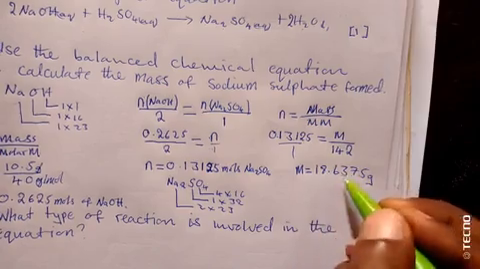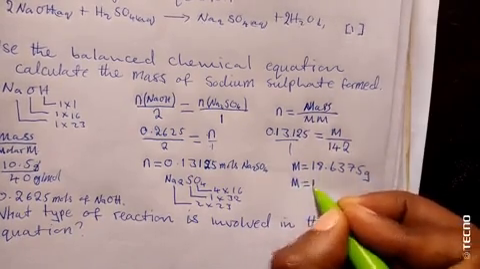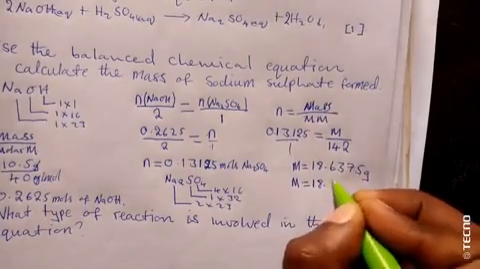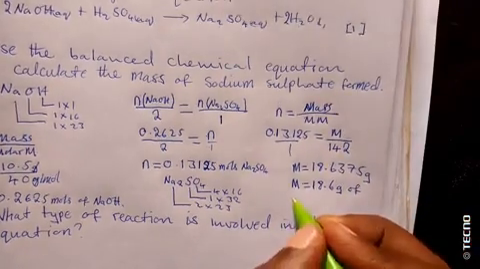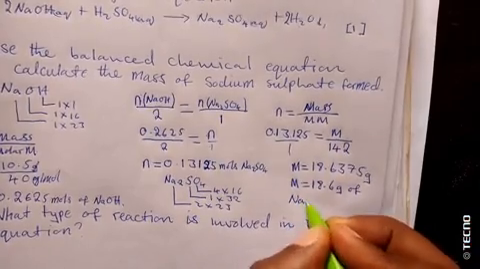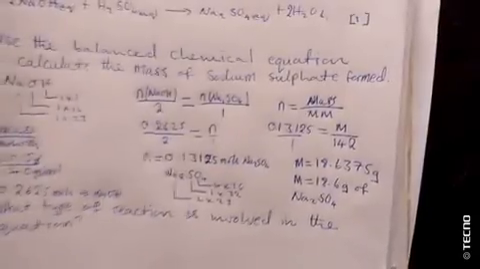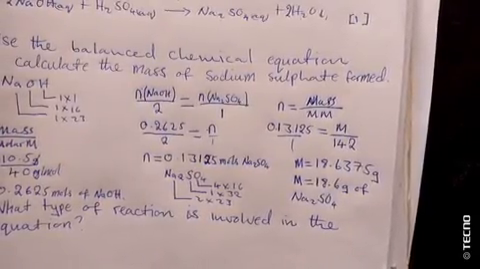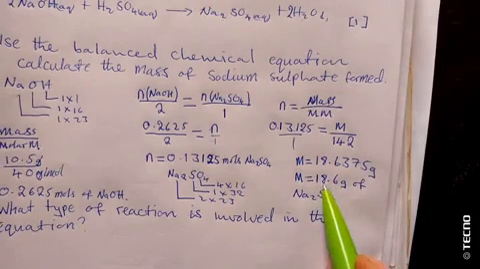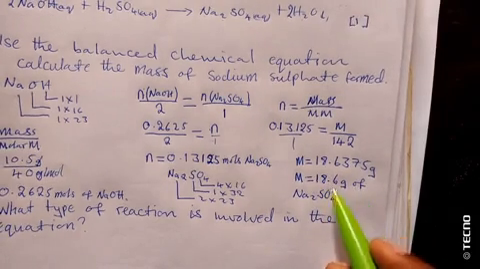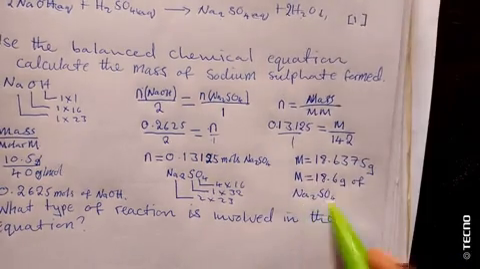So now I'll give this to 1 decimal point, whereby you are going to have M is equal to 18.6 grams of sodium sulfate. So this is what will be formed. So what will be formed here is 18.6 grams of sodium sulfate after you've done all your calculations.